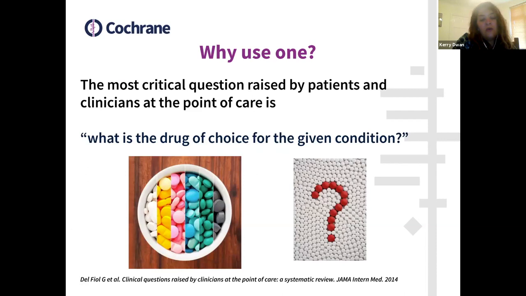So why would we use one? Why do we need network meta-analyses? Empirical studies have shown that the most critical question raised by patients and clinicians at the point of care is, what is the treatment of choice for the given condition? You know, someone wouldn't come in to see the doctor and say, can I have treatment A or treatment B? They want to know about all of the different interventions that are available for that particular condition. And so comparative effectiveness research and its quantitative component, network meta-analysis, have been used now for over a decade to answer this particular question.